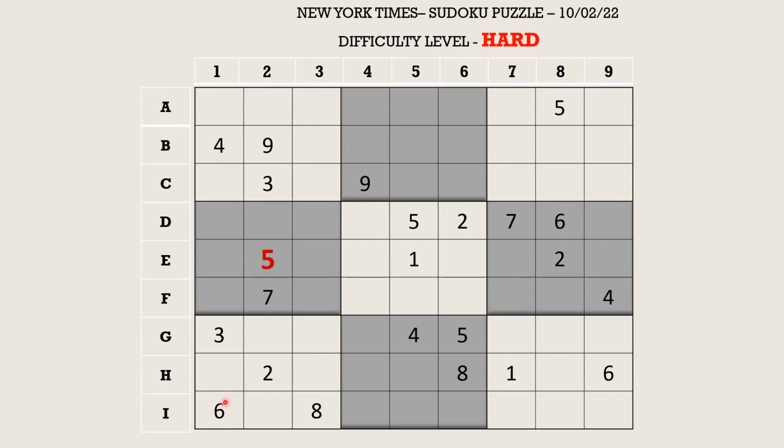Now there is a 6 and 8 in I row which blocks these two cells of second column. So in second column there are only 2 other empty cells left which will take 6 or 8. Now there is a 6 in D row which blocks here. So D2 takes 8 and A2 takes 6. Now the remaining numbers are 1 and 4. There is a 4 here in G row. So G2 takes 1 and I2 takes 4.